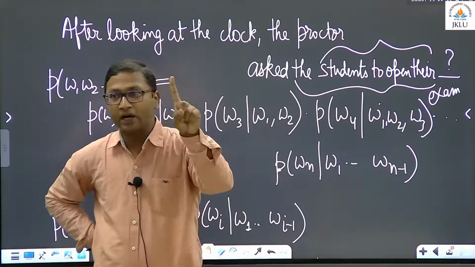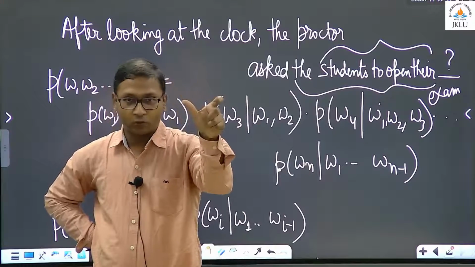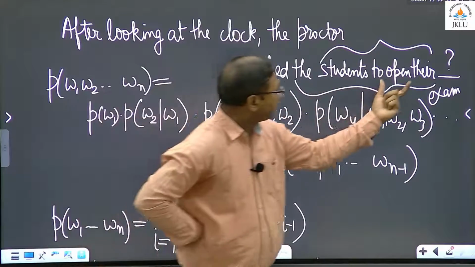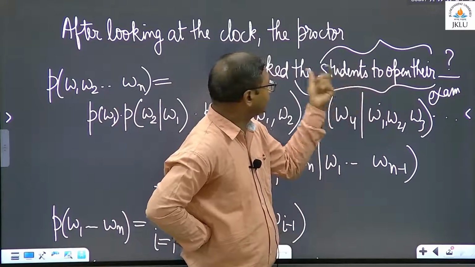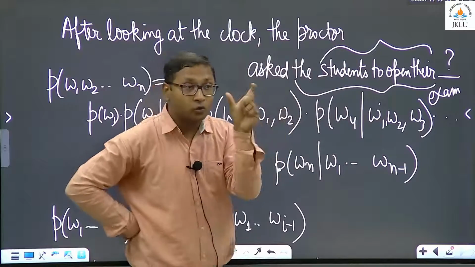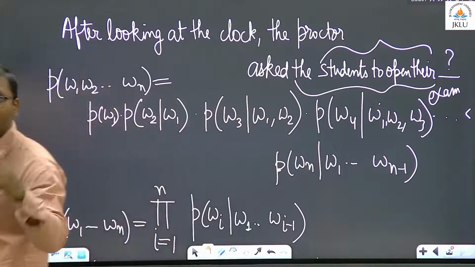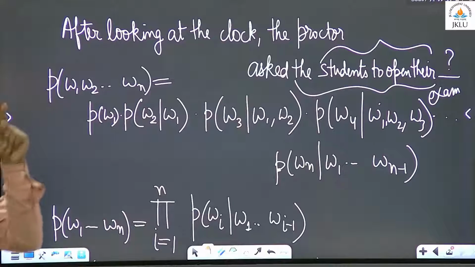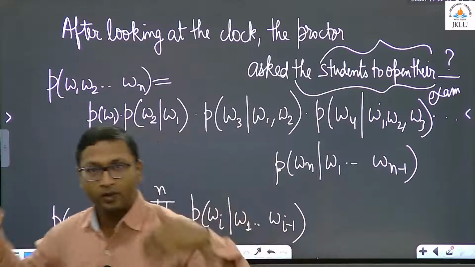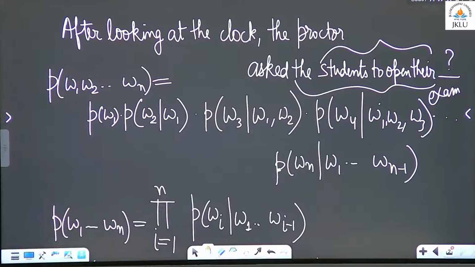If you have just 1 gram, what does it mean? Just one word, unigram. If I have 2 words like open there, to open, students to, the students, ask the, proctor ask, 2 continuous words, what are they? Bigram. 3 continuous words, trigram. Then 4 gram, 5 gram and so on.